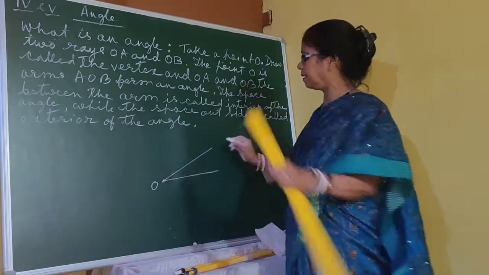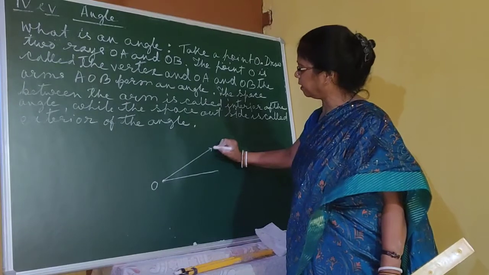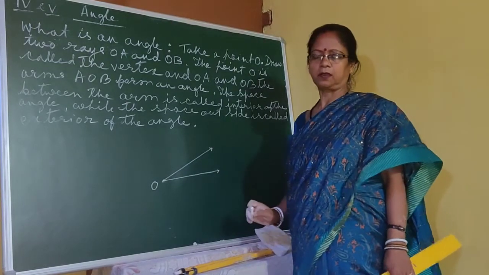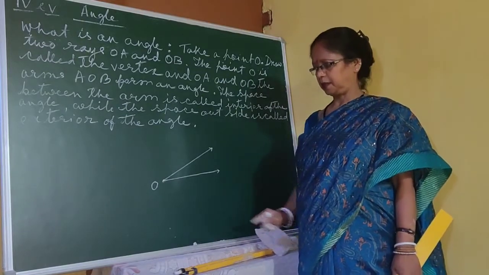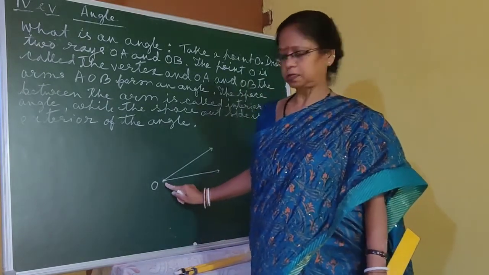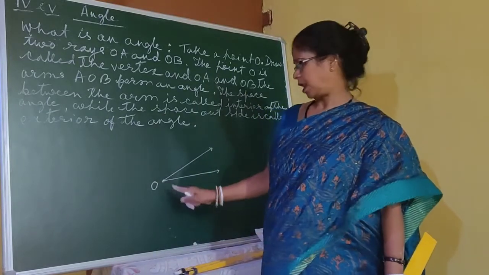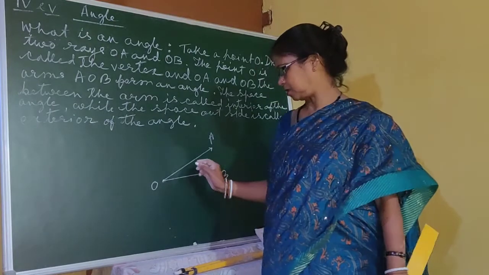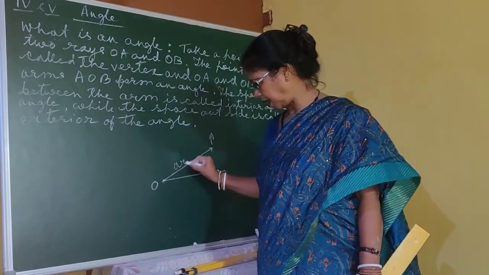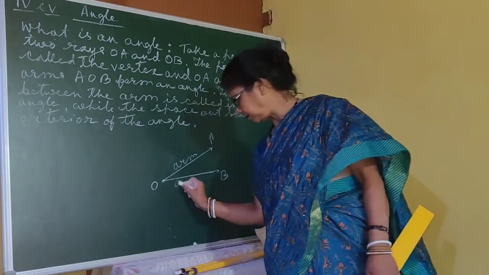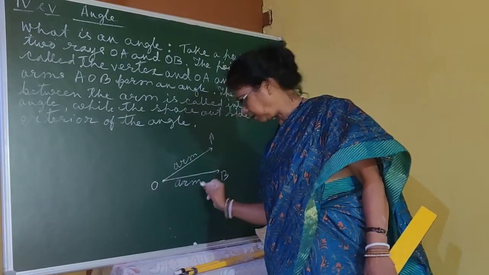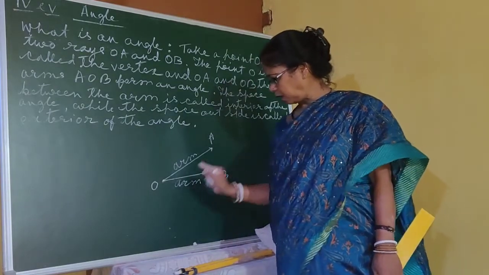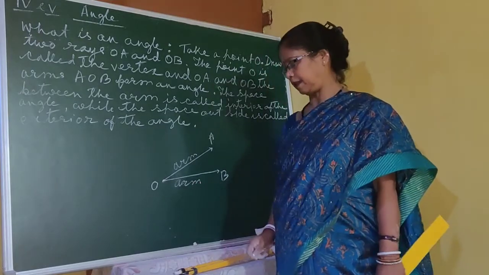That's why in an angle, I have to give an arrow here. It is a ray, not a line segment, because it starts from the fixed point O. And OA and OB are called arms, A-R-M, arms. Then the name of the angle: AOB is an angle.